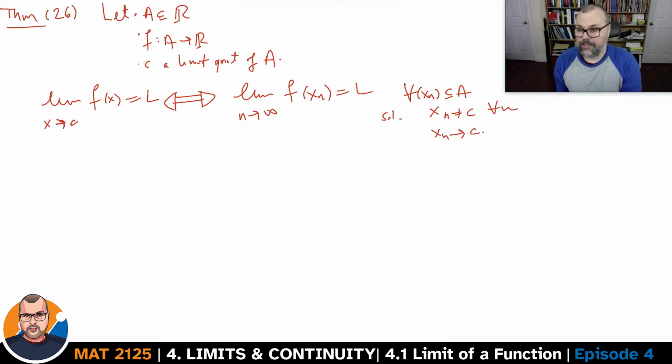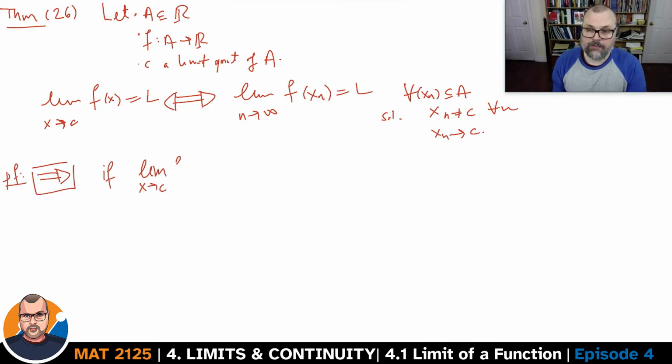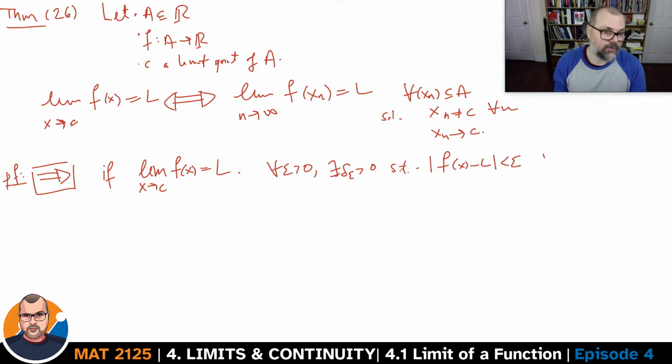There are two directions in this statement. Start by showing the forward direction. Let's assume that the limit of f when x goes to c is indeed L. That means that for every epsilon greater than 0, we can find a delta epsilon, also greater than 0, such that the distance between f(x) and L is less than epsilon whenever x is not equal to c, the distance between x and c is smaller than delta epsilon, and x is in A. Now we will prove that the limit of f(xn) when n goes to infinity must be L whenever we have such a sequence that satisfies these conditions.